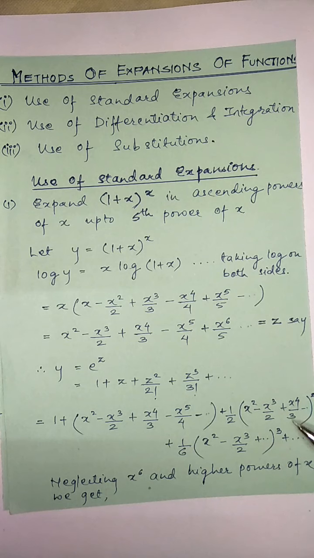We have taken up to x raised to 4. Here we have taken up to x raised to 3 only, because here it is bracket raised to 3, here it is bracket raised to 2. And what we want is the expansion up to 5th power of x. We don't want the terms with higher powers of x. So we are taking the terms only up to this.